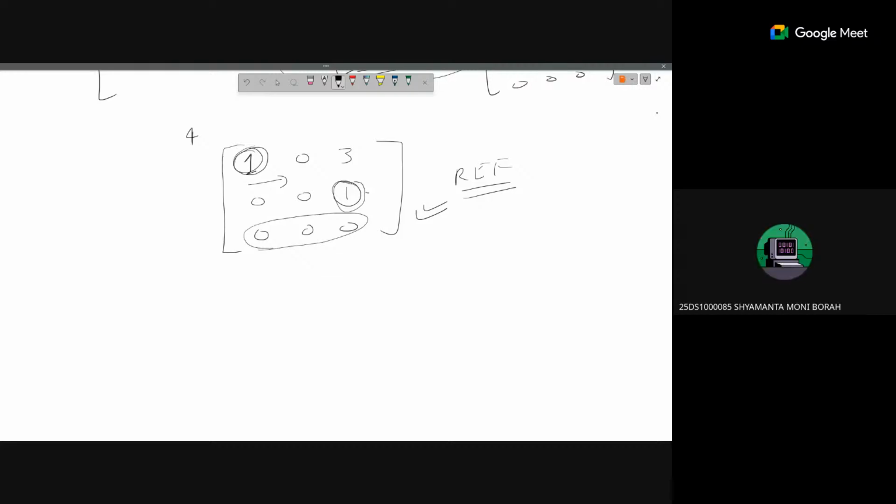Okay. And if both the second row and third row are also zero, then also it will satisfy, right? Yeah, still, because the condition says if there is any leading entry, it should be to the right side of the previous leading entry. So if there are no leading entries, okay. So one question.